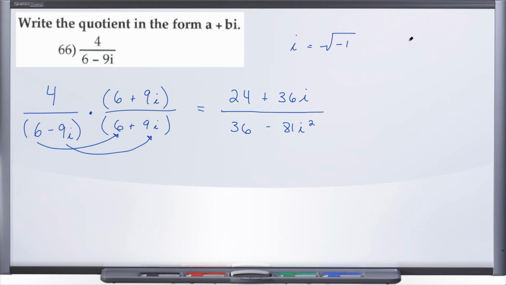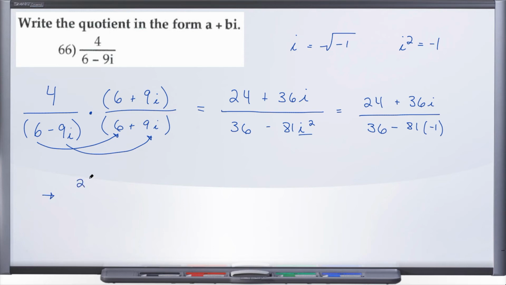All right, and now we've got to recall something that we learned just a couple of videos ago, and that was that i squared equals negative 1. All right, so let's go ahead and rewrite our expression now and plug in negative 1 for this i squared. So we have 24 plus 36i over 36 minus 81i squared. And now we're going to plug in negative 1 for this i squared. And let's go ahead and simplify again.